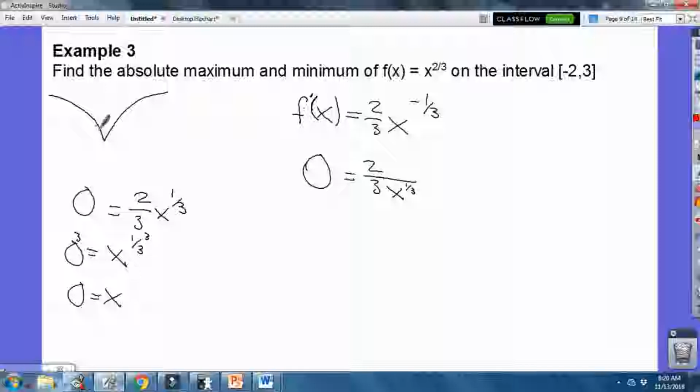And that's consistent with my graph. I saw this cusp at 0, 0. So for my minimum, I have to check this critical point. I also have to check the endpoints. So I'm going to find all of those values. I'm going to find f of 0, because that was my critical point. I'm going to also find f of -2, because that was one of my endpoints. I'm going to find f of 3, because that was also one of my endpoints. Once I find those, I'll know my max and my min.